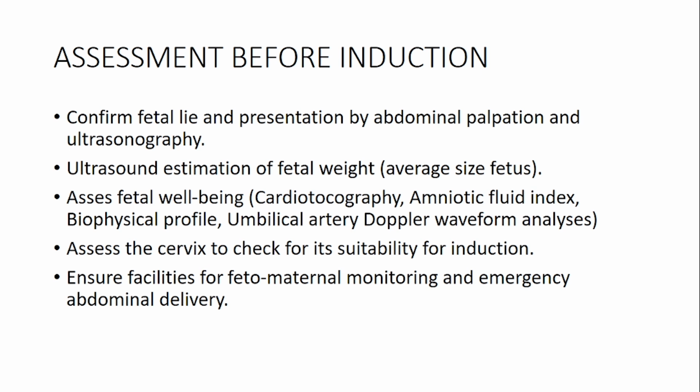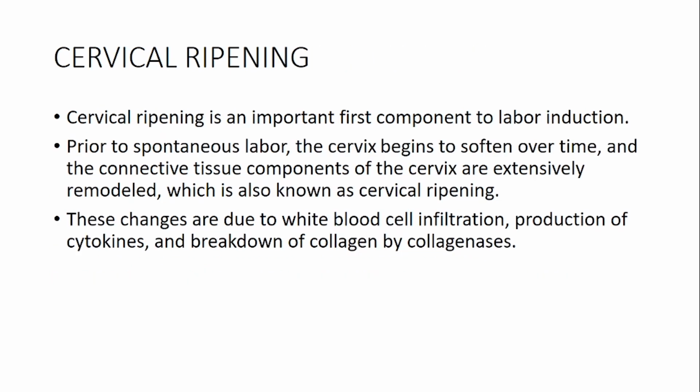The conditions again are: one, the fetal maturity must not be in doubt. The fetal well-being must be adequate. The fetus must be of average size, and there must not be any contracted pelvis, and the cervix must be suitable for induction. How do we make the cervix suitable for induction? This is where the subject of cervical ripening comes in. Cervical ripening is an important component of labor induction.